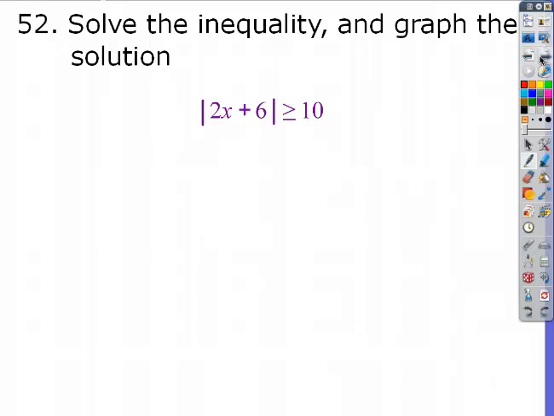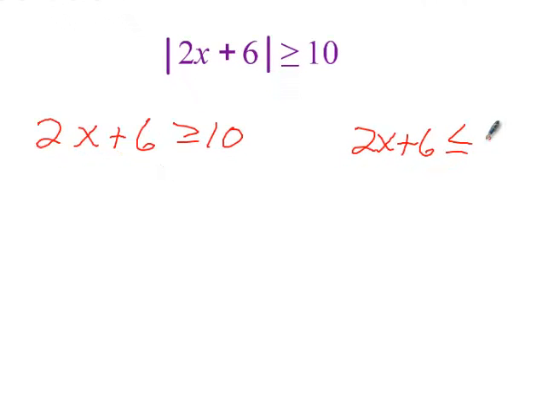Alright, solve the inequality and graph the solution. Same thing as the previous problem, only a bigger equation. So what's the first thing you do when you have an absolute value? Right, you split it apart. So your first split, everything matches. Second split, flip the inequality sign, change the sign on the right.